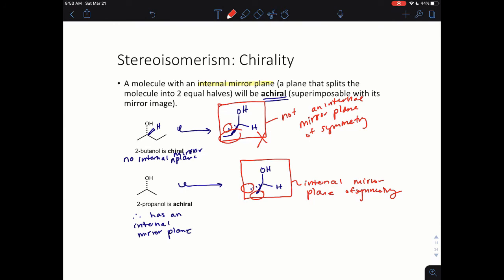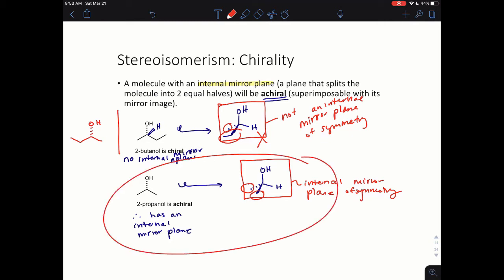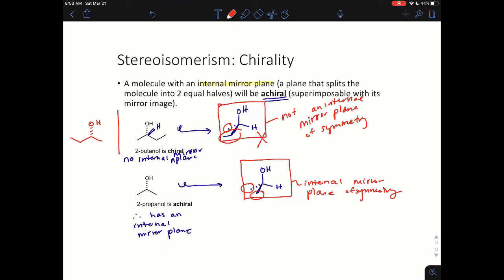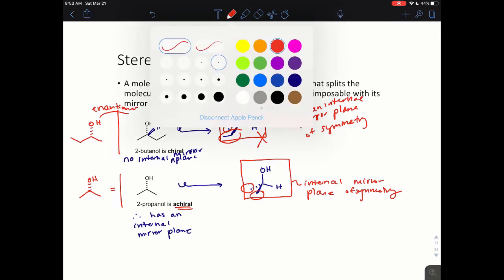All right, so we've uncovered the mystery. 2-butanol does not have an internal mirror plane of symmetry, so it is chiral and does have an enantiomer. Its mirror image is its enantiomer; it would be non-superimposable with it. But 2-propanol is achiral because it does have an internal mirror plane of symmetry that splits it into two halves. So if we drew its mirror image, they're actually going to be exactly the same. You can superimpose them. It's achiral. It does not have an enantiomer, whereas 2-butanol does.